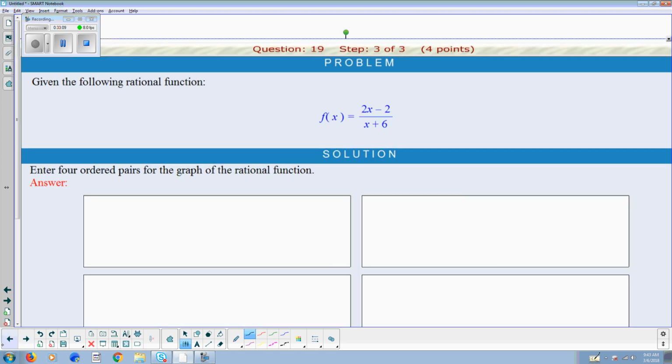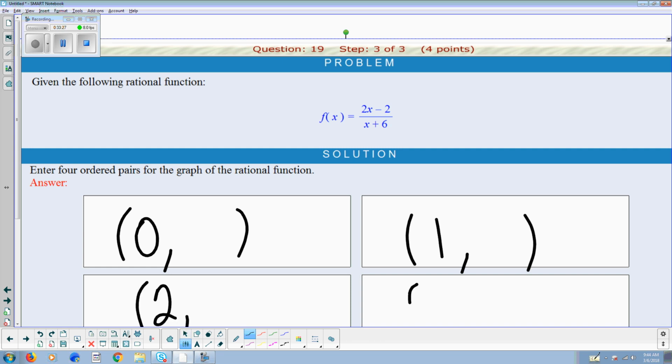Okay. Next, given this rational function, enter 4 ordered pairs on the graph. So this is where we pick a number, any number. I like 0. So if I substitute in a 0 for x, and maybe a 1 for x, and maybe a 2 for x, and 3 for x, that's going to be the start of my 4 ordered pairs. So if I substitute in a 0, 2 times 0 minus 2 is negative 2. 0 plus 6 is 6. I would get negative 1/3.